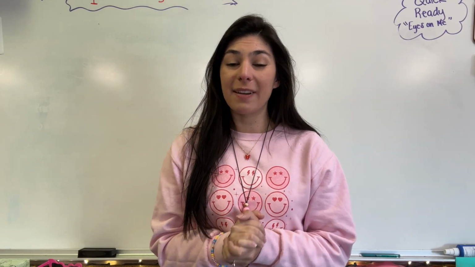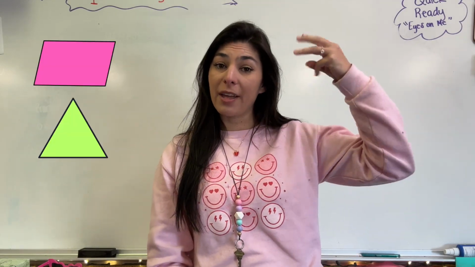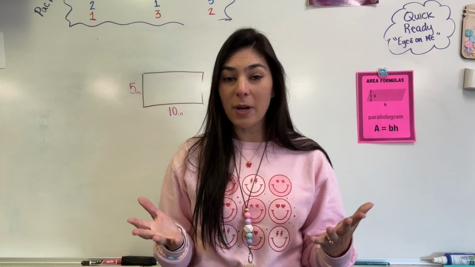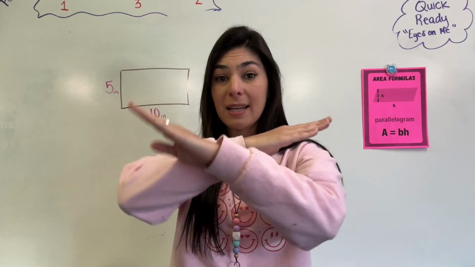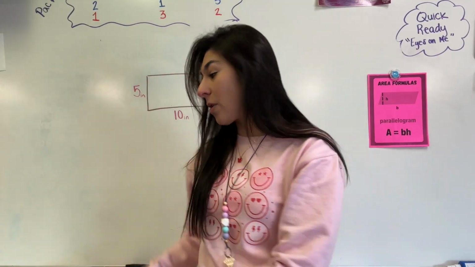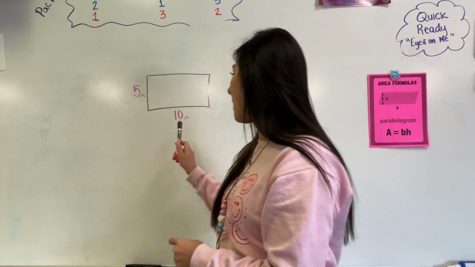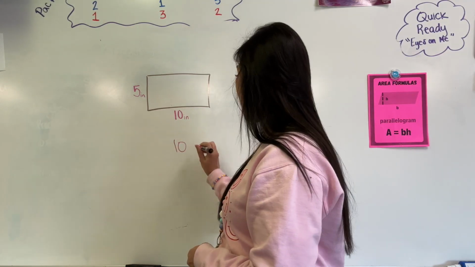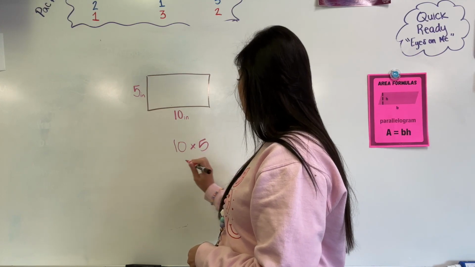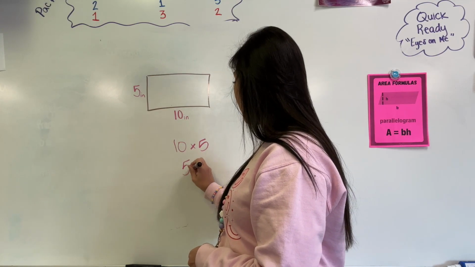Today we're going over how to find the area of a parallelogram, a triangle, and a trapezoid. Let's go. So first, when I'm finding the area of a parallelogram, I need to follow area equals base times height. So when I look at my first parallelogram, I see my base is 10 and my height is 5. So 10 times 5 is 50.